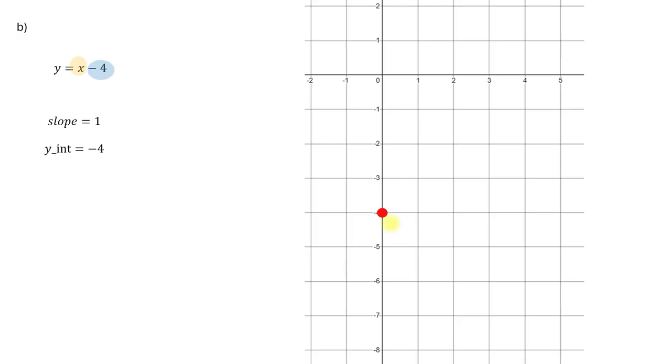Now we know that our slope is 1, so our rise over run is going to be 1 over 1. So here's our rise of 1. There's our run of 1. We can plot that second point and connect the 2 points, and that's what our graph will look like.